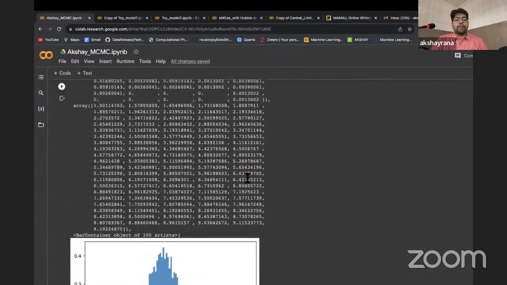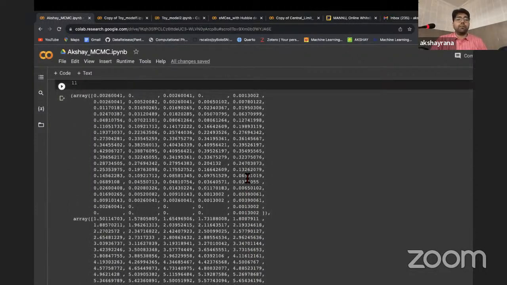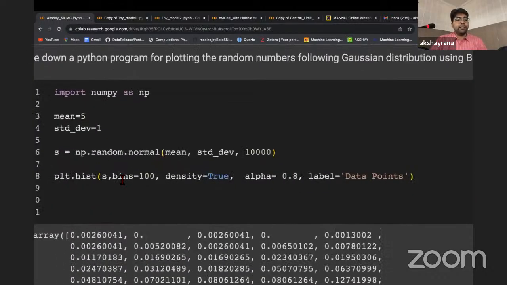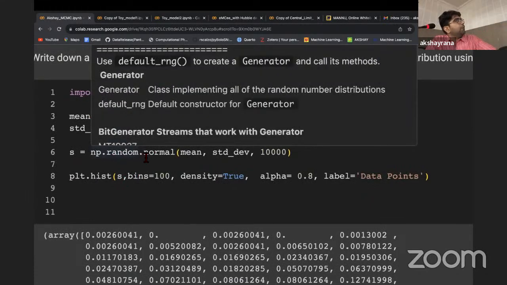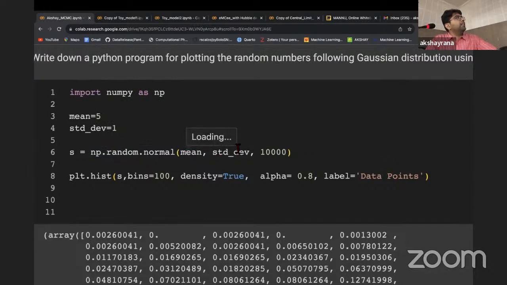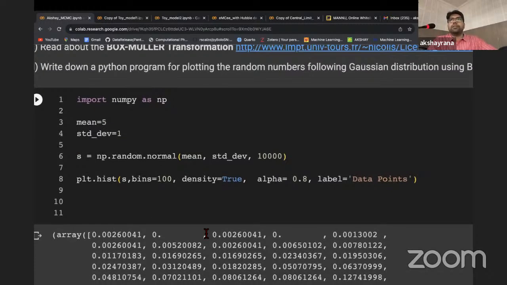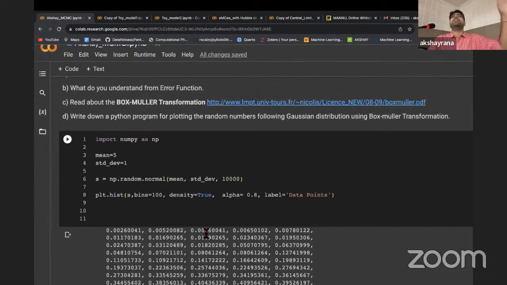So by using this algorithm or by using the command line, np.random.normal, you give the mean, give the standard deviation, create the random numbers, and plot the histogram. Using the matplotlib library, you can create all the set of random numbers. Okay, fine. Are we good till this point?